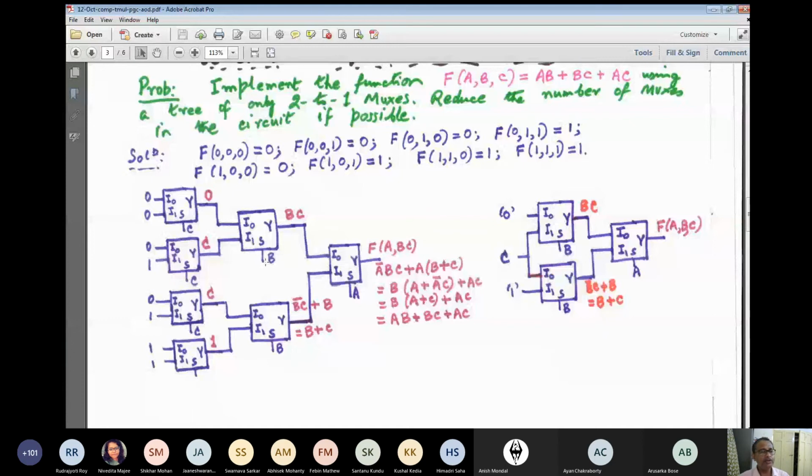So what remains is that only these 3 multiplexers will remain. I can do away with these 4 multiplexers. So in the optimized circuit, I require only 3 2-to-1 multiplexers. In the straightforward unoptimized instance, I require how many? 7 multiplexers. Okay.